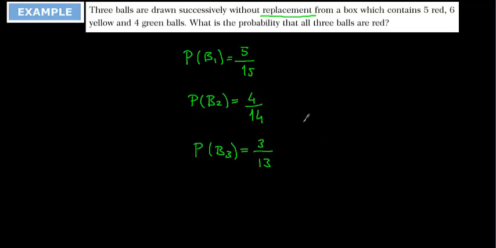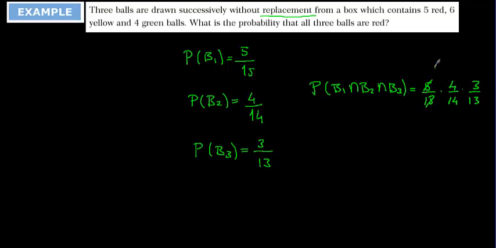And what is the probability that ball 1 is red, ball 2 is red, and ball 3 is red? When you ask that, we are going to find 5/15 times 4/14 times 3/13 as our answer.